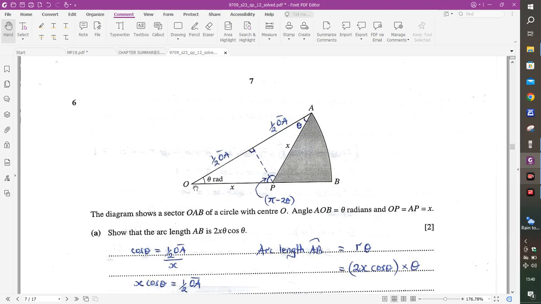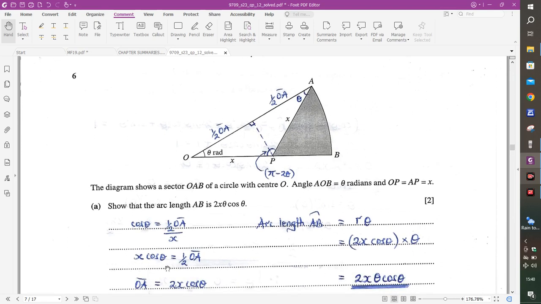Using cosine here, we shall say cos of theta is equal to this half of OA out of the hypotenuse. So this is the adjacent, and then this is the hypotenuse. Okay? So cos of theta is equal to a half of OA over x. Then we can cross multiply. That means x cos theta is equal to a half of OA. So that means OA is going to be 2x cos theta.